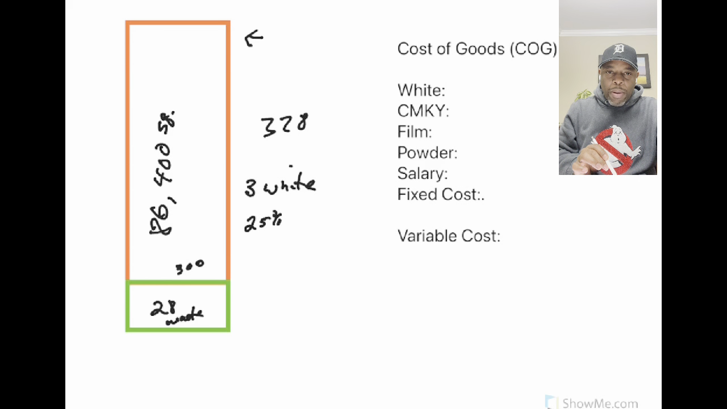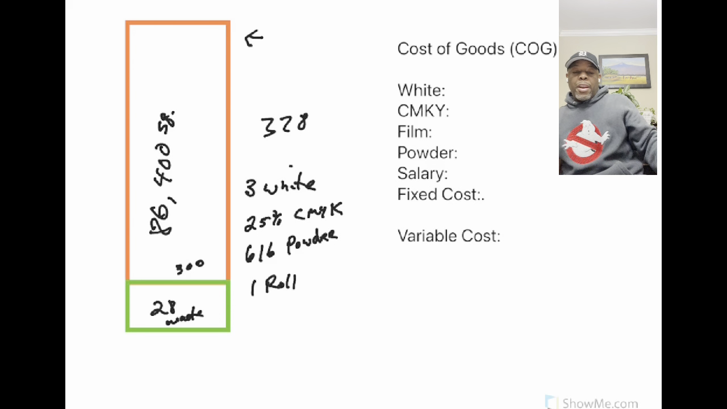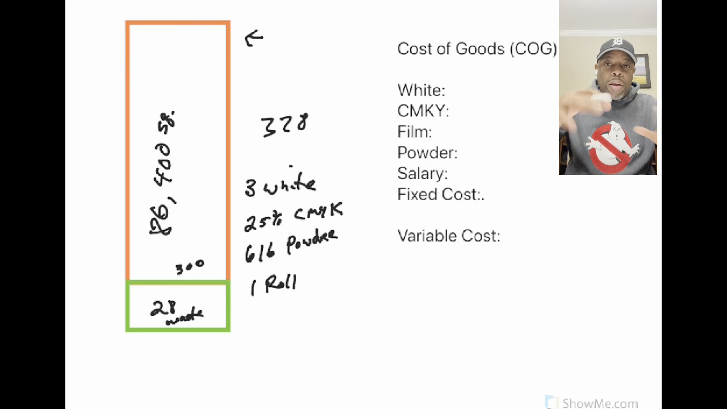You're going to go through about 6 pounds worth of powder. So we'll factor that in, 6 pounds of powder. CMYK. Okay, and then of course you got 1 roll of film. So we want to go ahead and calculate that up, and then I'm going to show you a little breakdown of a pricing sheet.